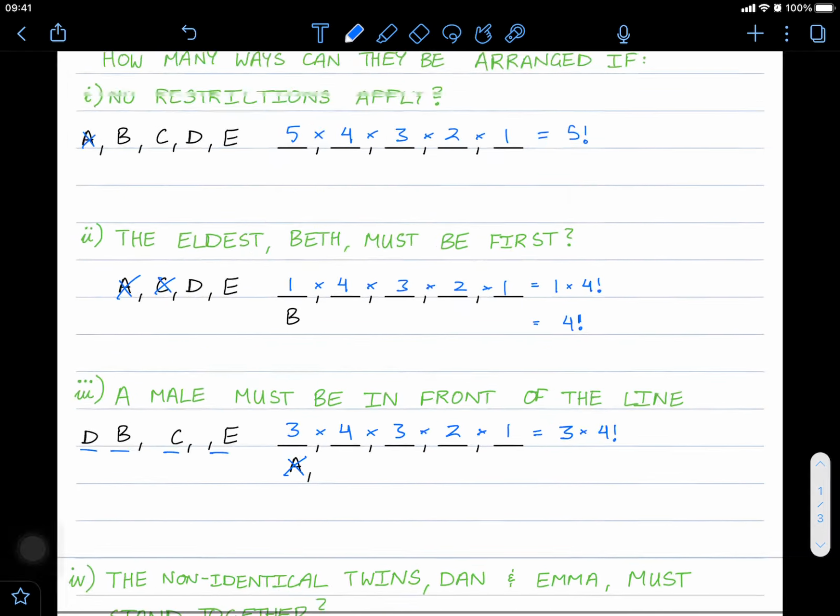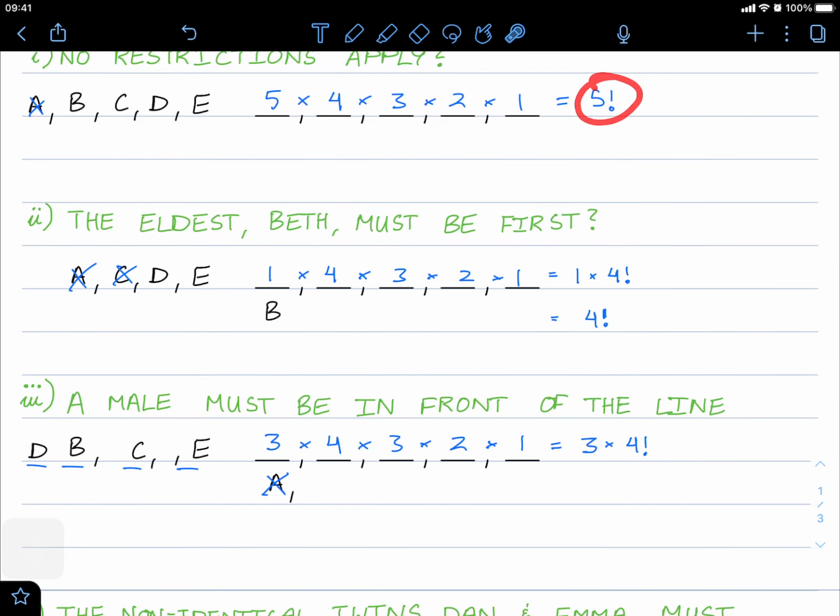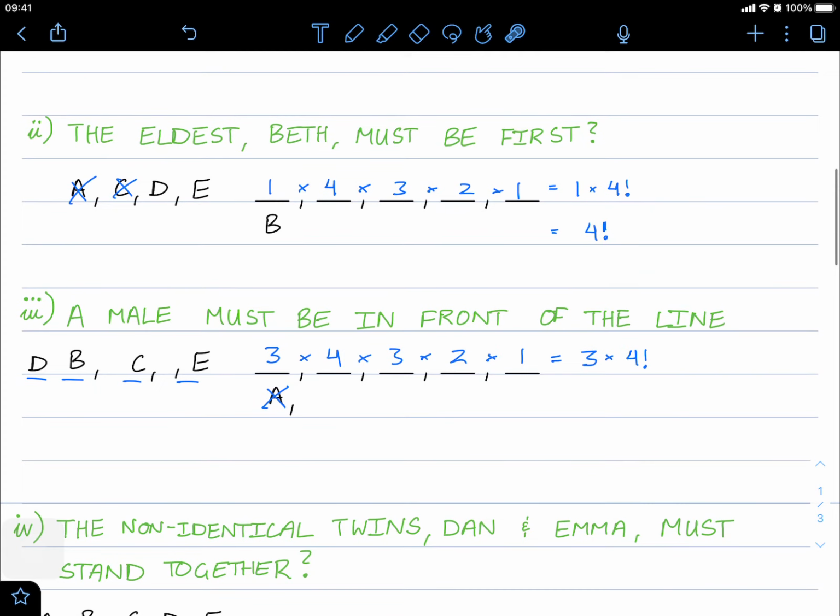So with these ones, you could actually just plug them into your calculator and figure out the actual number, but it's enough for us just to leave it as it is there. You could answer it using the actual number, but it's fine leaving it as it is here.